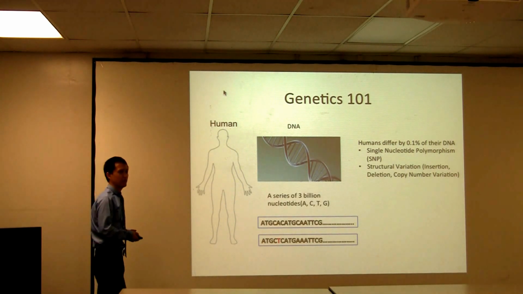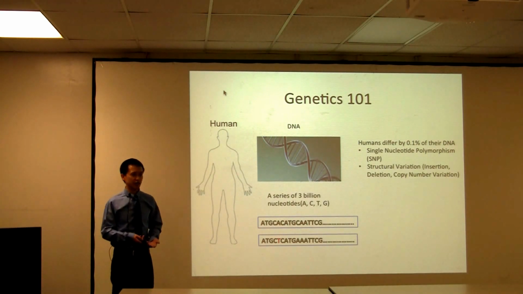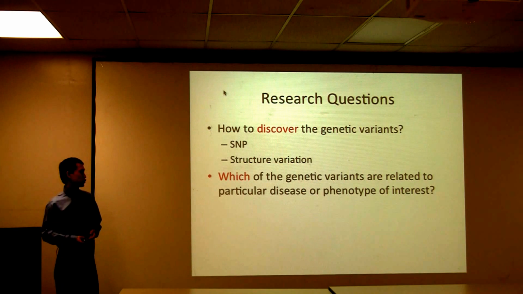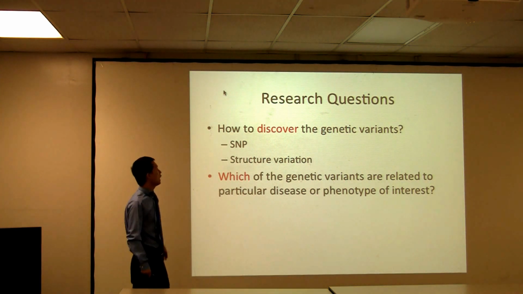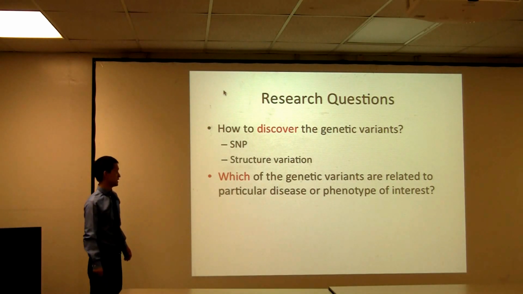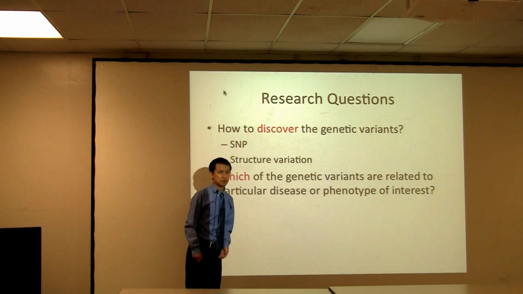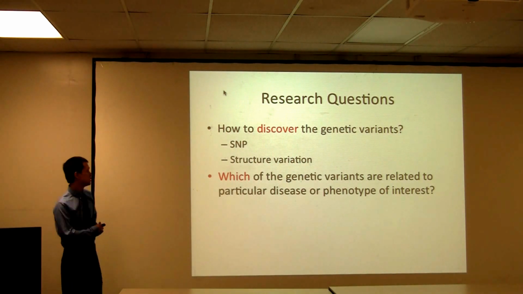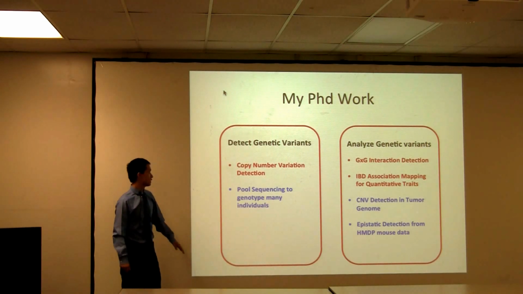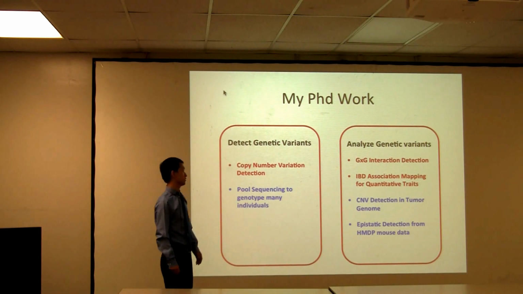Genetic variants play an important role in regulating human disease and traits such as height, body mass index, and so on. So now we have 2 research questions. The first question is how to discover the genetic variants, including SNPs and structural variations. The second question is which of the genetic variants are related to a particular disease or phenotype of interest. Based on these 2 questions, my PhD work can be categorized into 2 groups. The first group is to detect the genetic variants, and the second group is to analyze the genetic variants.